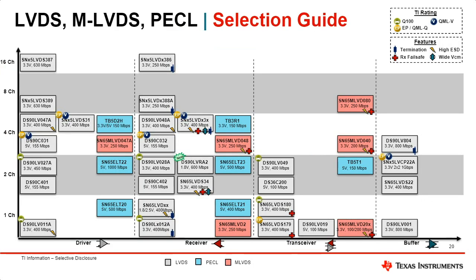I recommend starting with the TI selection guide here. This highlights the key devices that TI would recommend for the different device functions, the different channel counts. It also highlights across LVDS, PECL, which I won't talk to in today's presentation, and MLVDS. It'll also highlight in the corner the different features that I discussed on the previous slide, and any TI rating as well across automotive, enhanced plastic, and QMLV space.